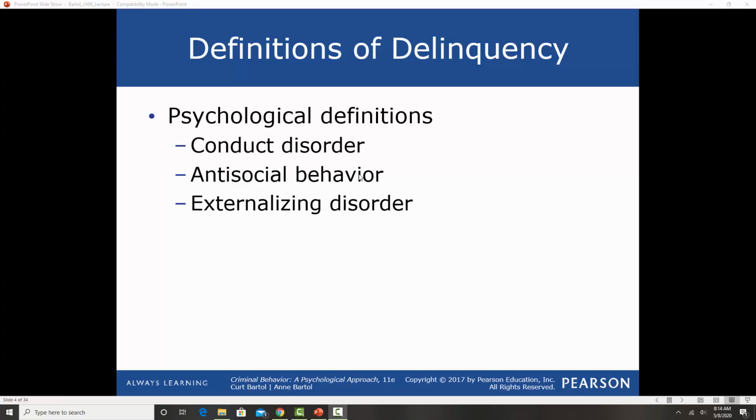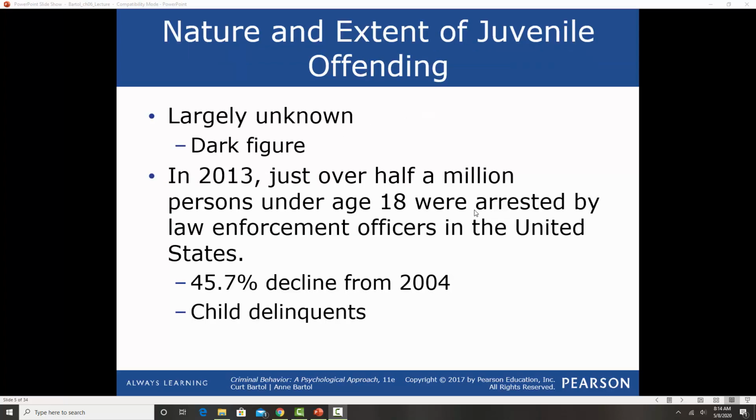Don't confuse any of those with antisocial personality disorder, which is a clinical diagnosis reserved for adults over the age of 18. And remember, I said that unfortunately, there's a very strong correlation between being diagnosed with conduct disorder as a juvenile and being diagnosed with antisocial personality disorder as an adult. Externalizing disorder is acting out and having chronic behavioral issues. And again, these all overlap with each other.